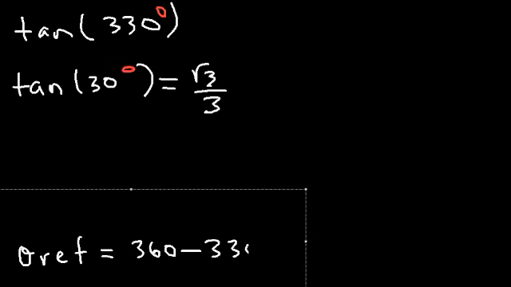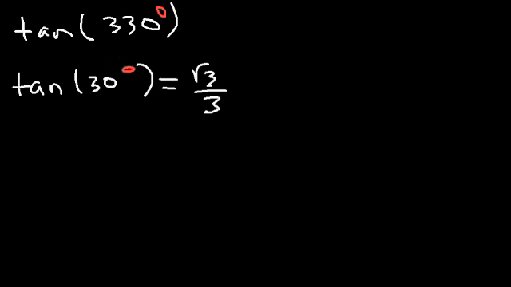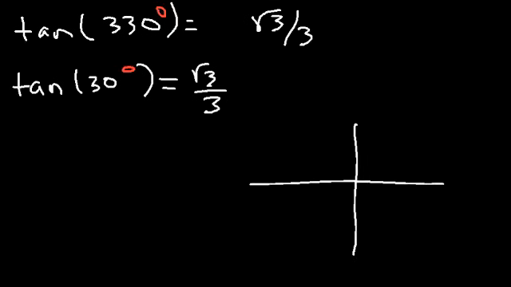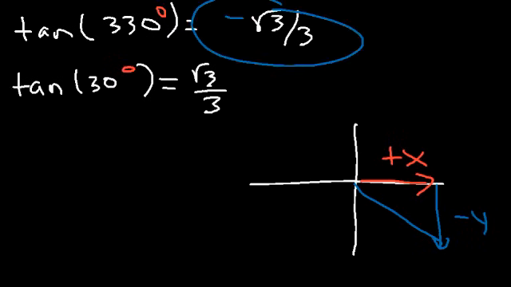So now tangent 330, is it positive root 3 over 3 or is it negative root 3 over 3? Which one? Tangent, if you recall, is negative in quadrant 4. In quadrant 4, x is positive, but y is negative. So tangent, which is y over x, negative divided by a positive number, is negative. So tan 330 is negative root 3 over 3.